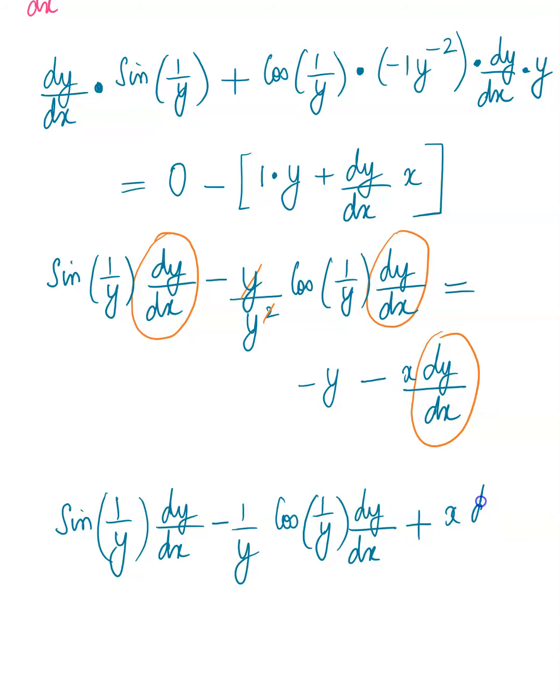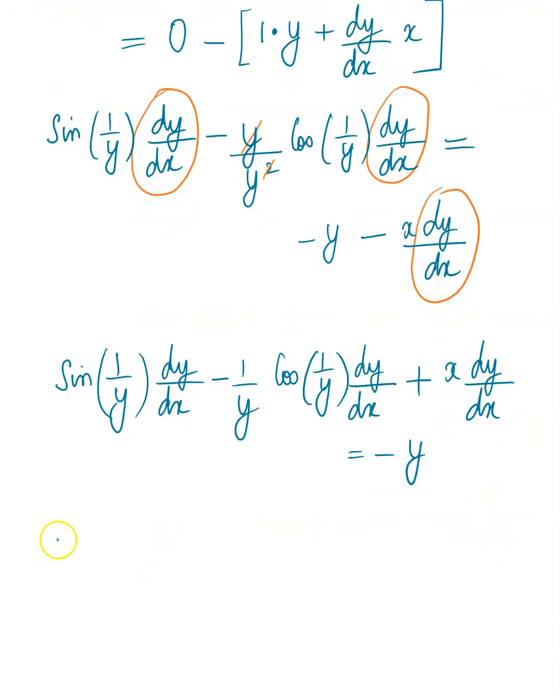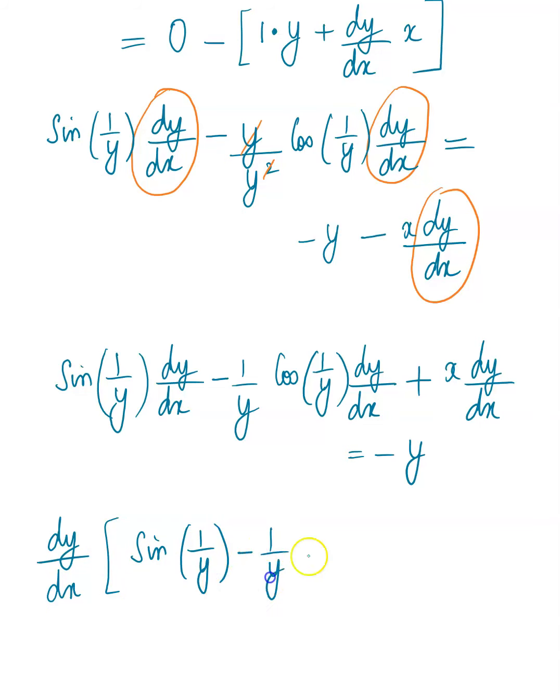Plus x dy over dx equals negative y. I moved the negative x dy over dx to the left by adding x dy over dx to both sides. Alright? Now let's pull out or factor out the dy over dx. That gives us sine 1 over y minus 1 over y cosine 1 over y plus x equals negative y. Wow.